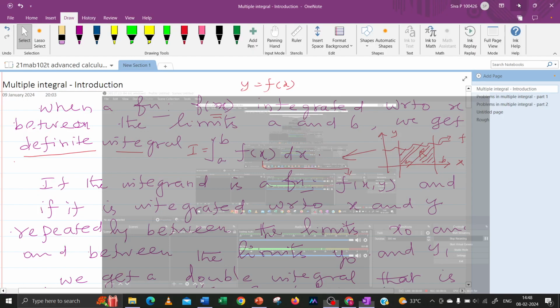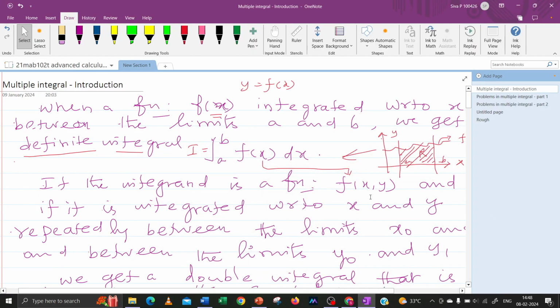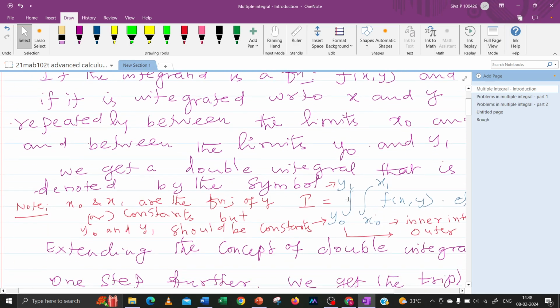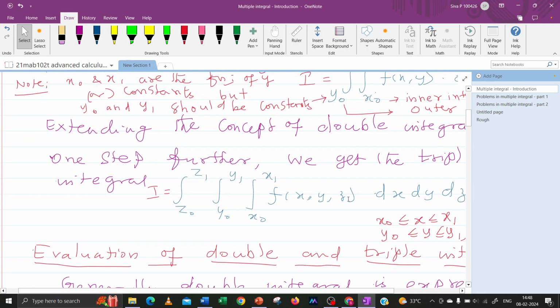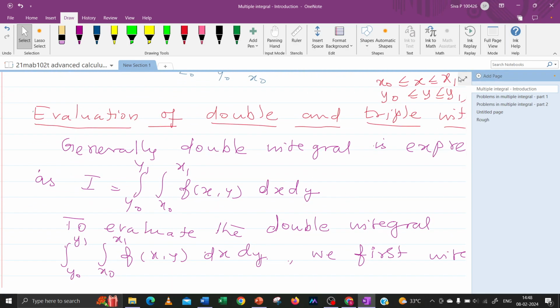Dear students, in this class we are going to discuss the multiple integral introduction, part 2. In the last class we discussed the multiple integral when all the limits are constants.